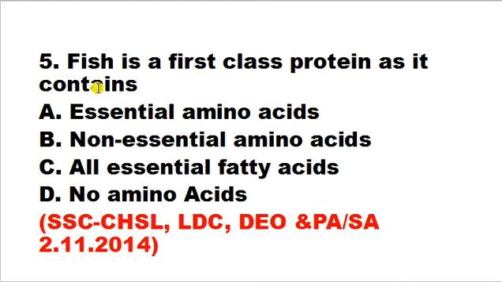Fish is the first class protein as it contains essential amino acids, non-essential amino acids, all essential fatty acids, no amino acids. So friends, whatever protein we acquire from fish and animals is called first class protein because it contains all essential amino acids that are not synthesized by our body. So this is an essential amino acid. First class protein is called so because it contains all essential amino acids.